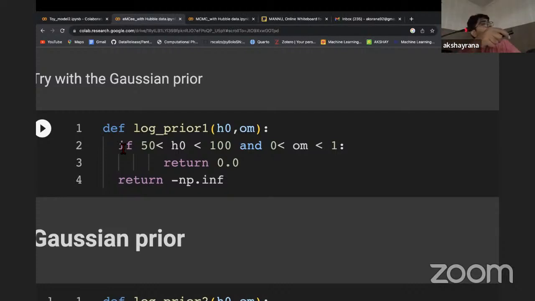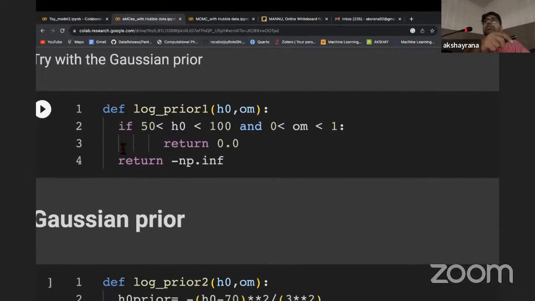Remember, I am calling it a uniform prior. Why am I calling it a uniform prior? Because I am giving equal weightage to all the points between 50 and 100, and equal weightage to all the points between 0 and 1. So that's how you can choose the range.